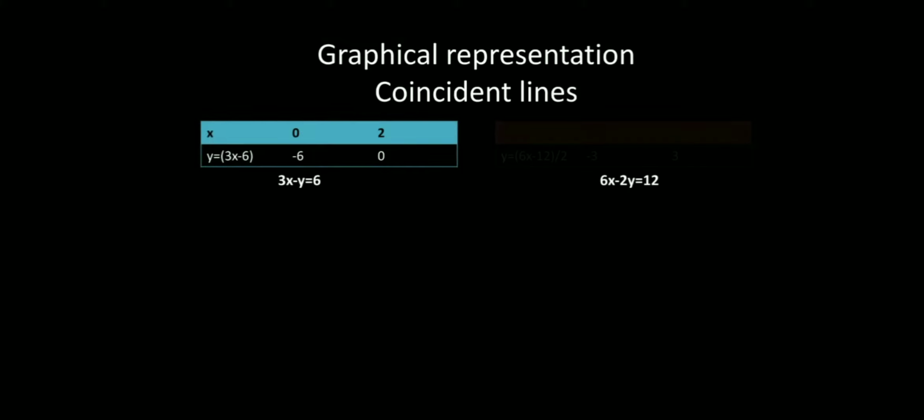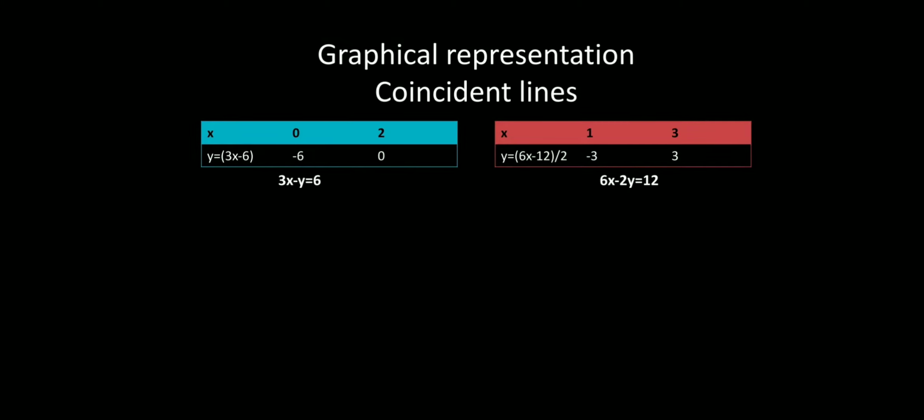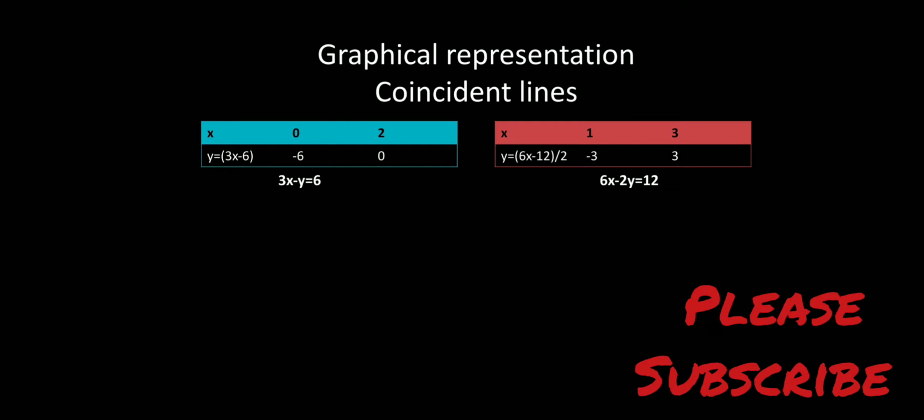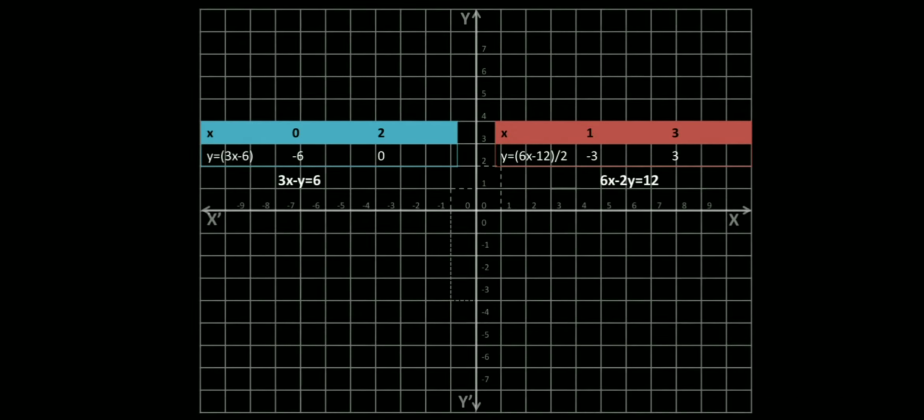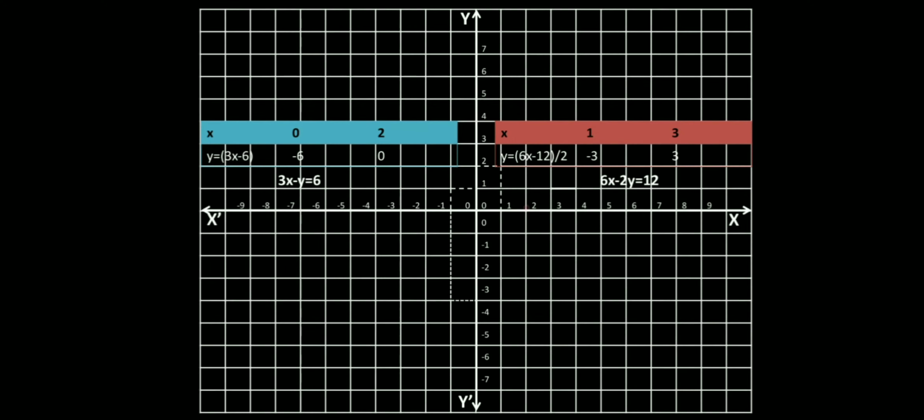Okay, moving further. Graphical representation of coincident lines, meaning lines which are one above the other. Okay, no difference. The first equation is 3x minus y equals 6, and the second equation is 6x minus 2y equals 12. Now talking about the blue box equation, when we put the value of x as 0, we get the value of y as minus 6. When we put the value of x as 2, we get the value of y as 0. When we put the value of x as 1 in the red box, we get y equals minus 3, and when x is 3, we get 3 as well.